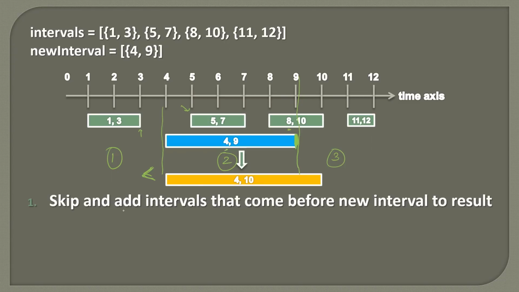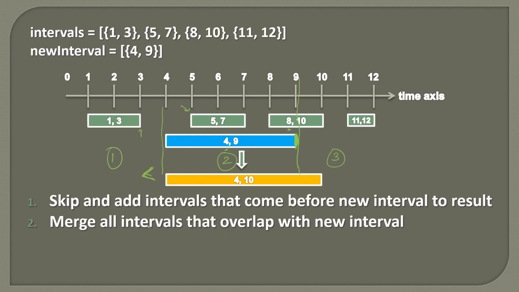We have to skip and add intervals that come before the new interval to the result list. So all the intervals of region 1 which are coming just before the new interval, we simply add onto the list. We have to merge all the intervals that overlap with the new interval. So this interval and this interval are overlapping with this new interval, so we have to merge them with this new interval. We add that merged interval into the result. So this is the interval which gets merged. We add this into the result.